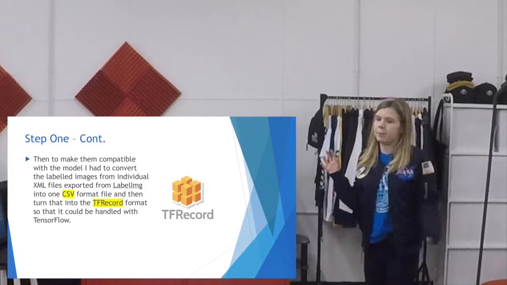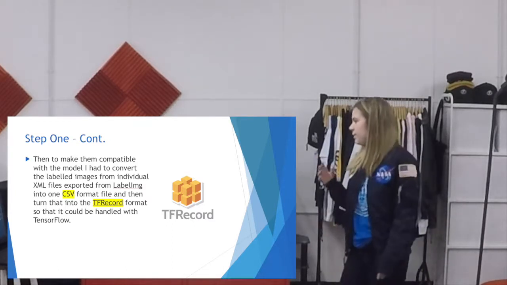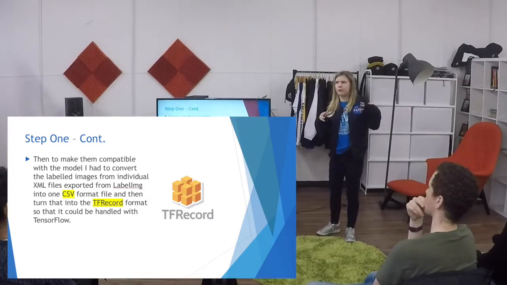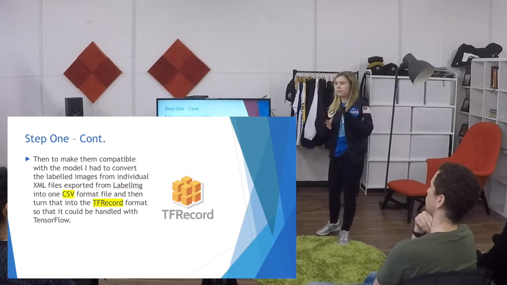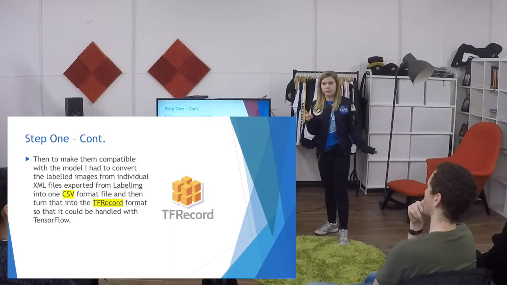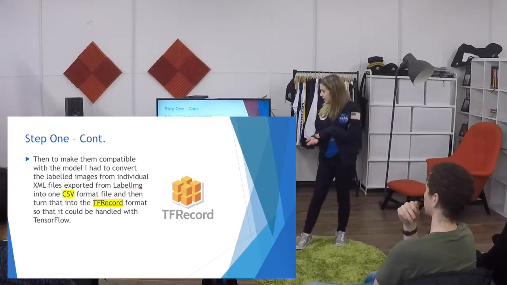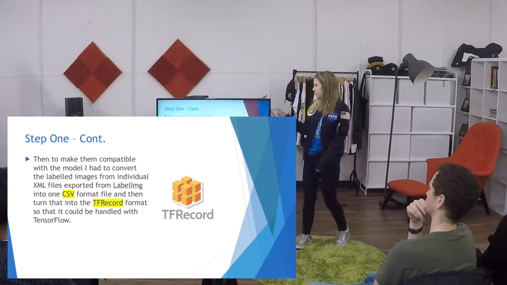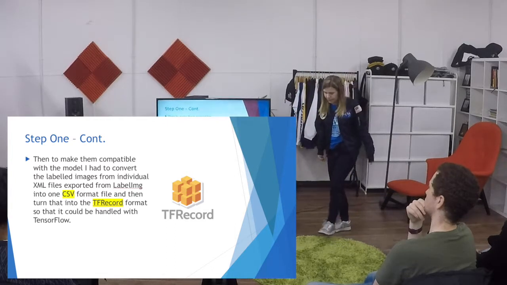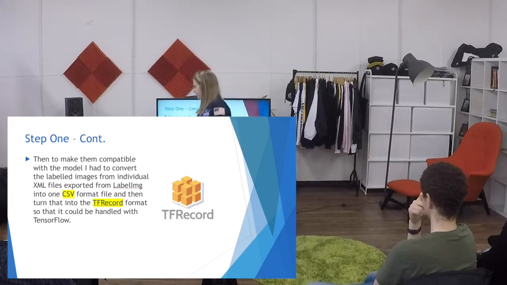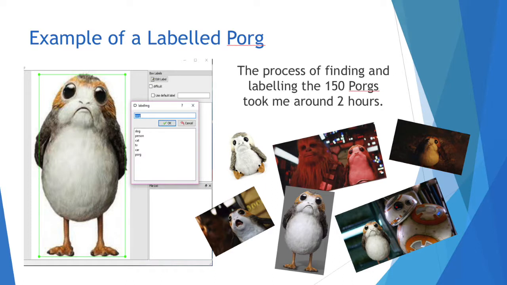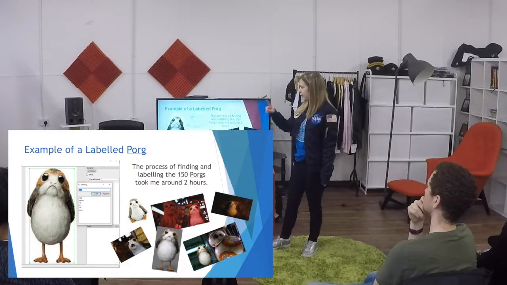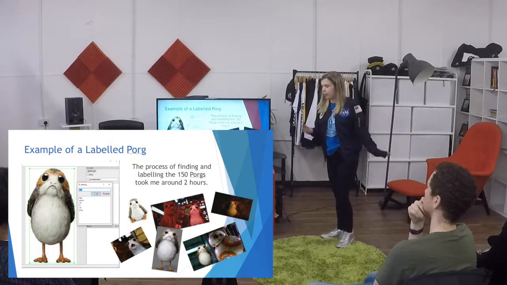And then to make it compatible with my actual model, I had to convert them, because when you run it through and do the labels, it saves them out as XML files. So I first had to convert those into one CSV file, one for training, one for testing data, and then convert that into TF records to be compatible with Tensorflow. And this is an example of a porg that I labelled in the training data, so I had to go through and do that 150 times on all my images.